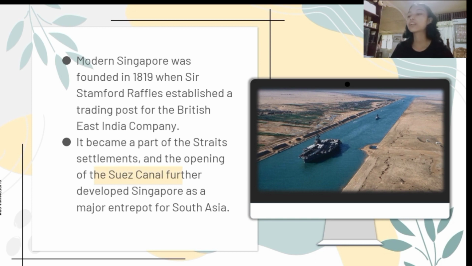The Suez Canal connects the Mediterranean Sea to the Red Sea, making it the shortest maritime route to Asia from Europe. We can see here that this is why Singapore is one of the busiest ports, because it is also on a route of the Suez Canal and the shortest route from Asia to Europe, or Europe to Asia.